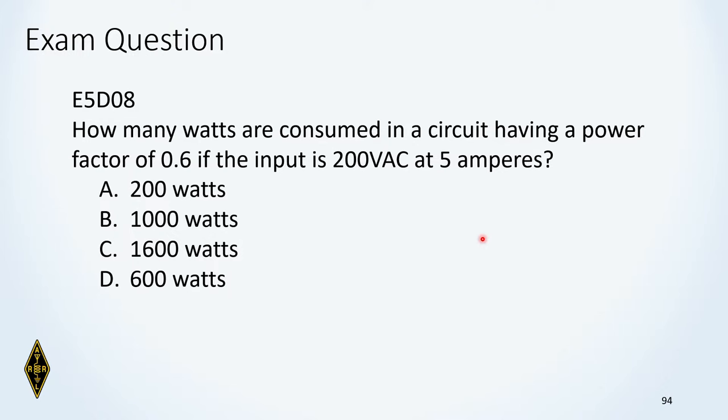How many watts are consumed in a circuit? See, there's a whole bunch of pool questions here for just a couple of principles. How many watts are consumed in a circuit having a power factor of 0.6 if the input is 200 VAC at 5 amps? Delta, 600, right? The VA is 5 times 200, which is 1,000, times 0.6, 600 watts.